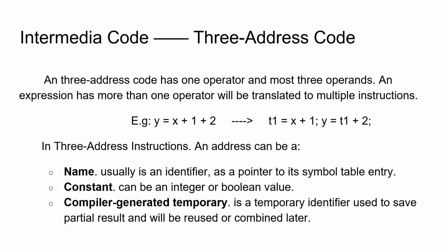Hi, I'm Zutong Wei. I will show you our intermediate code design and show a demo of the generated intermediate code. We use three-address code, which means there is at most one operator and three operands in one instruction. You can see the example below. This is a very long expression, so it will be split into two sub-instructions. In three-address instructions, an address can be a name, a constant, or a compiler-generated temporary. Names and constants are very easy to understand. A compiler-generated temporary is a temporary identifier used to save a partial result that will be reused or combined later.